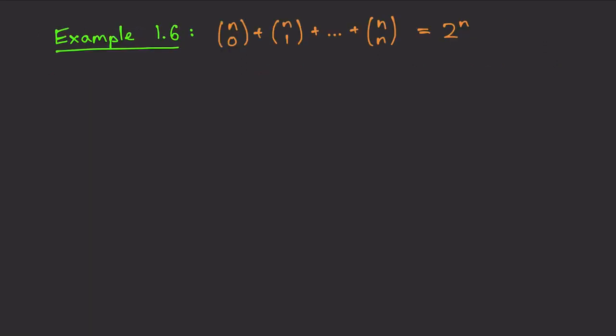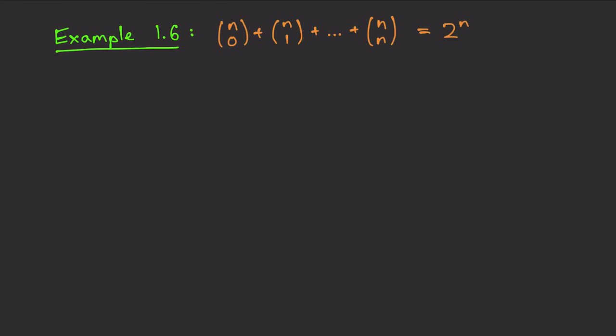Here's another formula we can prove using double counting. If n is a non-negative integer, then n choose 0 plus n choose 1, and so on, up to n choose n is equal to 2 to the n. This will be a short proof, and I'd encourage you to pause at the moment to see if you can see how it's going to go before you continue.